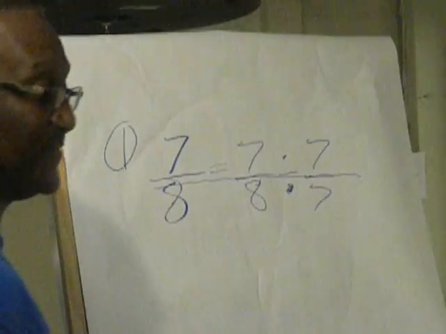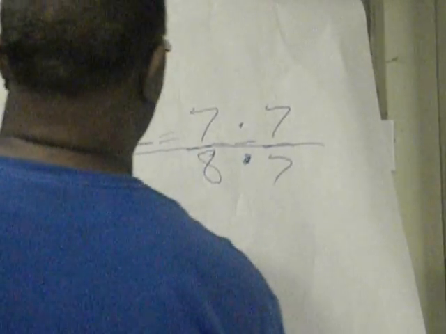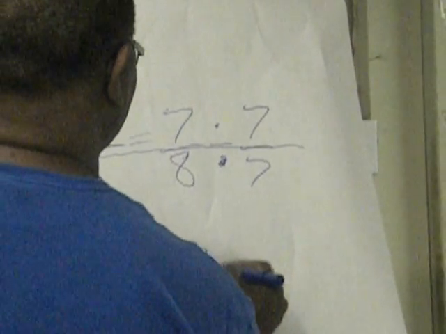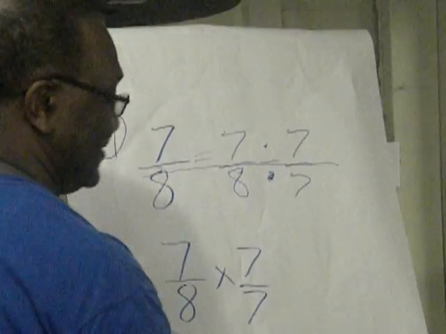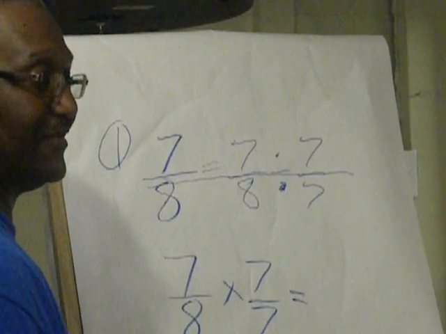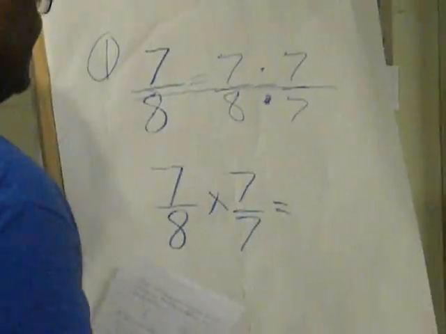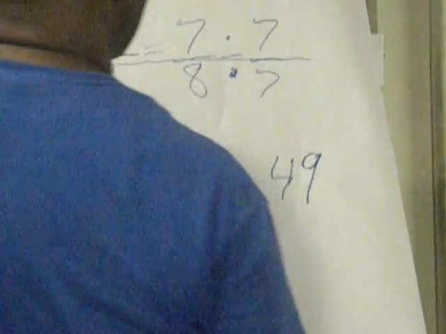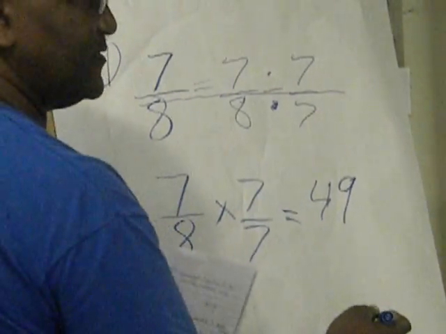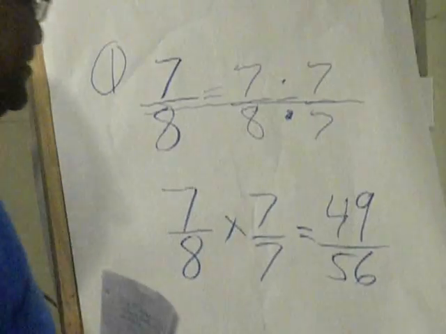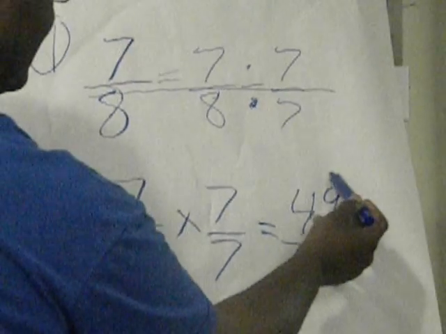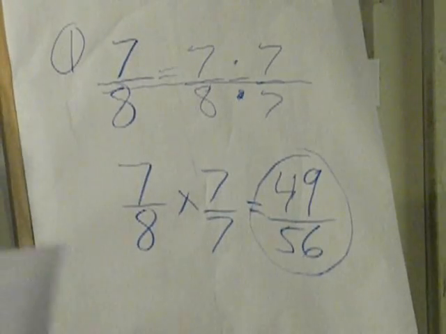Okay, now what are we going to do? 7 over 8 times 7 over 7. 49 and 56. 7 times 7 is what? 49. 8 times 7? 56. Yeah, y'all act like y'all scared to talk. So, the number is what? 49 over 56.